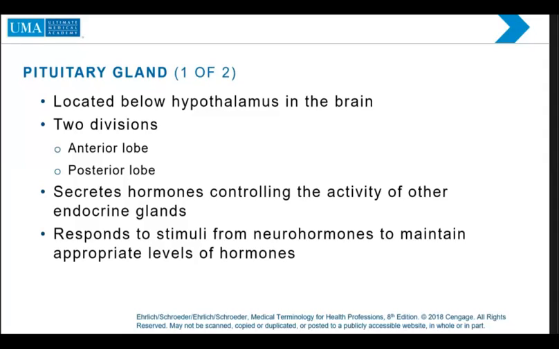Let's look at your pituitary gland. It's located on your hypothalamus in the brain. You have 2 divisions of your pituitary gland. You have an anterior lobe and a posterior lobe. The pituitary gland secretes hormones controlling the activity of other endocrine glands. It also responds to stimuli from neurohormones to maintain appropriate levels of hormones.